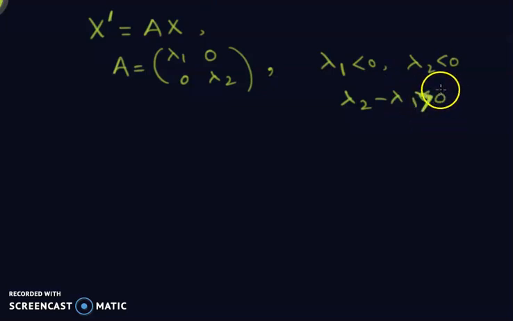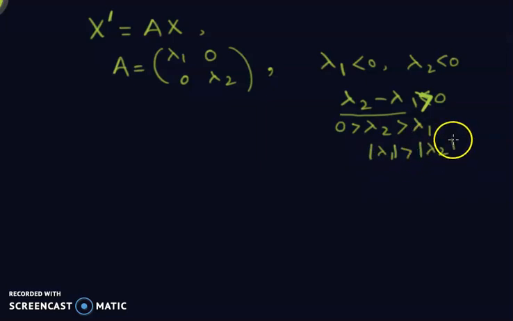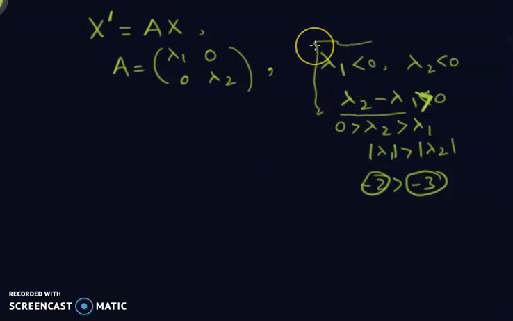What does this mean? This means that lambda 2 and lambda 1 are both less than 0, but lambda 1 is less than lambda 2. So the magnitude of lambda 1 must be greater than the magnitude of lambda 2, because if a negative number is greater than another negative number, then the magnitude of the other one is greater, like minus 2 is greater than minus 3. So these are two crucial assumptions, and we will be following those.